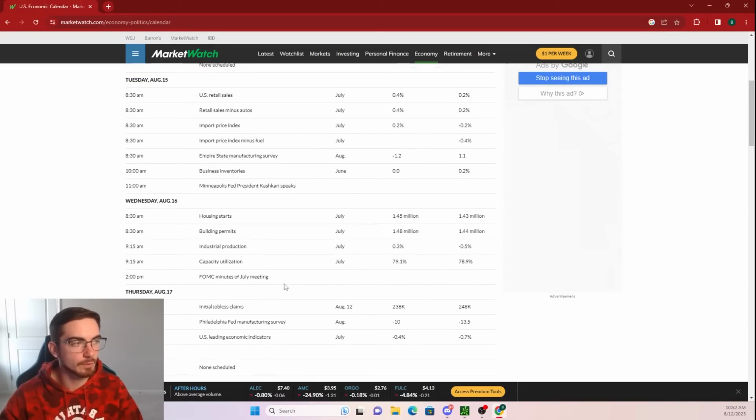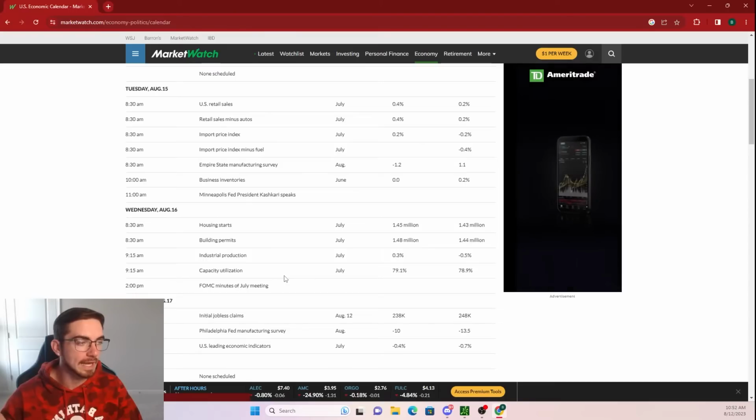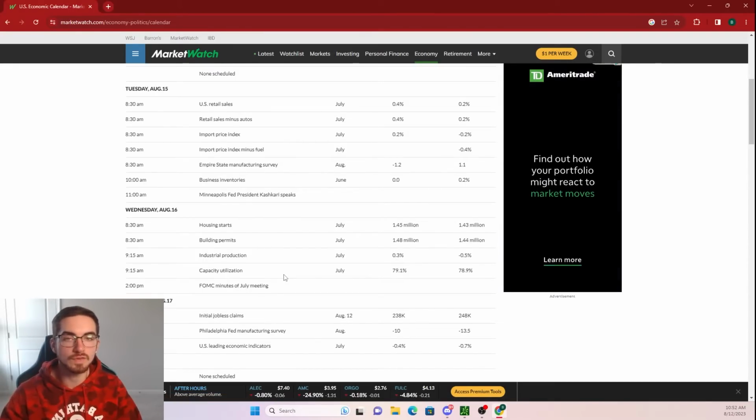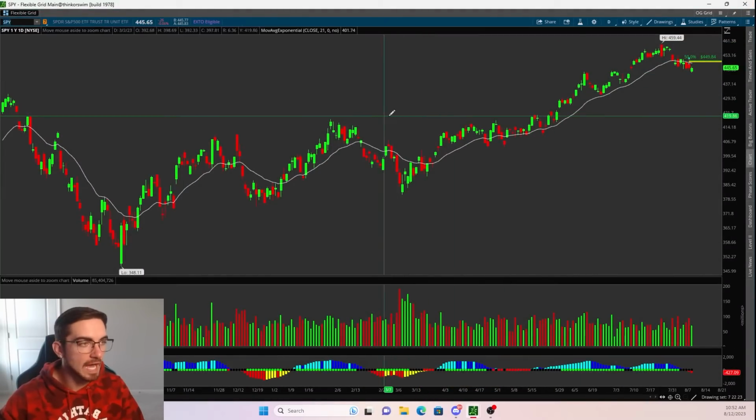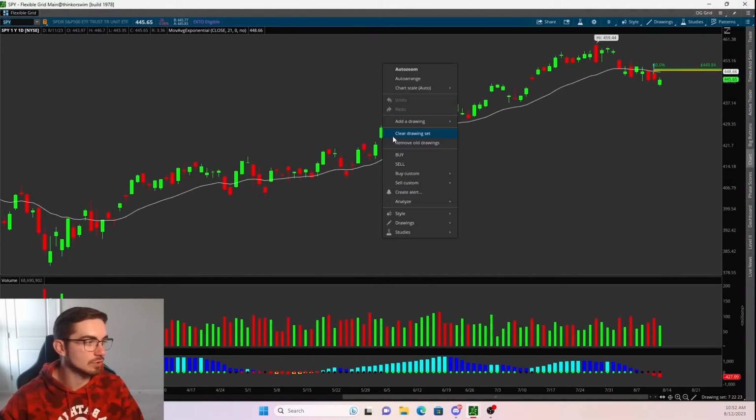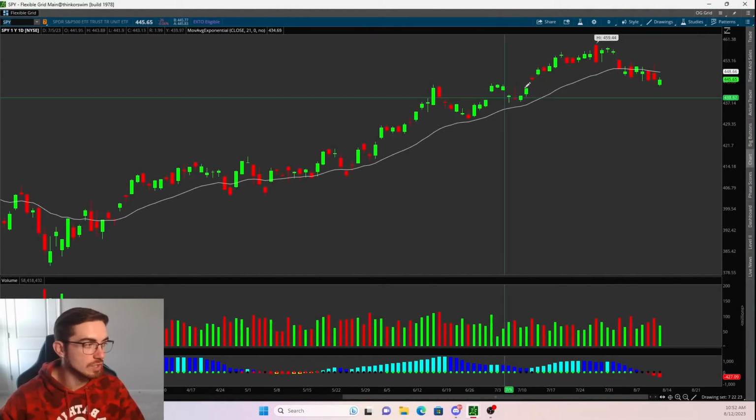So this is the very first thing I do. I hop on here and I look and see, is there any news that I need to be aware of heading into next week? Once I go through there, then I start on the charts with SPY and QQQ. Now, what I have on this screen is just a 21 EMA and the TTM squeeze. I like to keep it very simple when I'm doing my analysis.